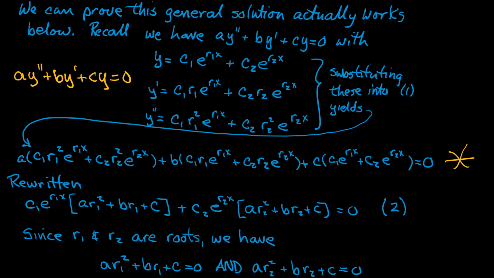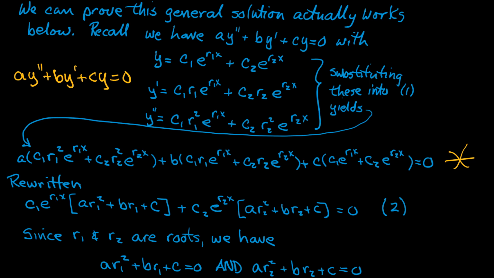Notice in this equation, you have terms that have a factor of e to the r1x and terms with a factor of e to the r2x. You also have terms that are multiplied by c1 and terms that are multiplied by c2. If I go through here, distributing out the a, the b, and the c, and then regroup and factor out the c1 e to the r1x, I have this equation here. Factor out the c2 e to the r2x, we have this equation here.